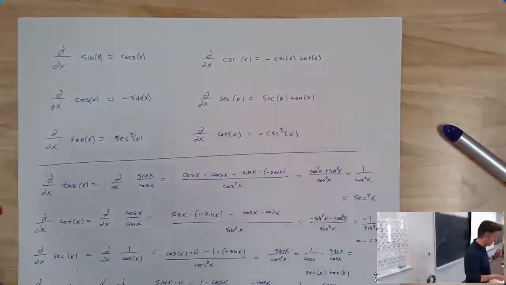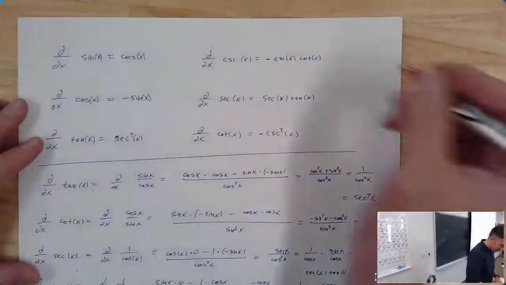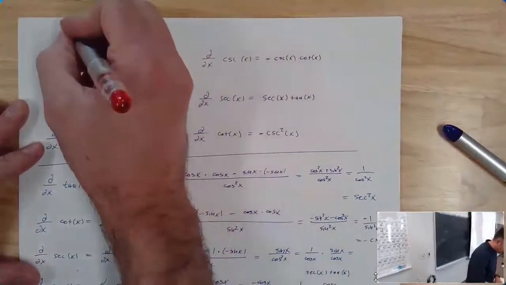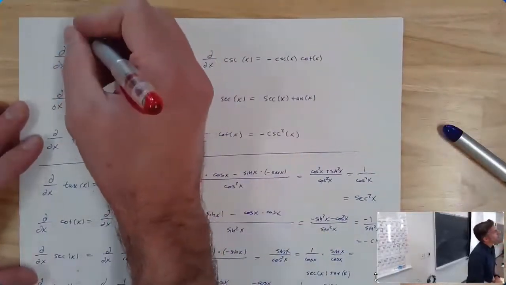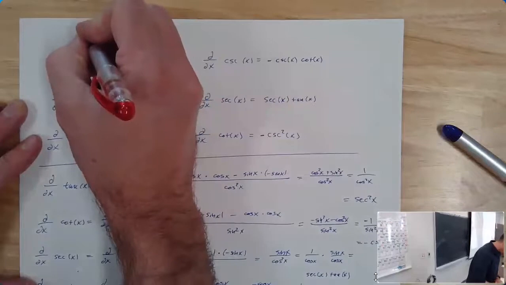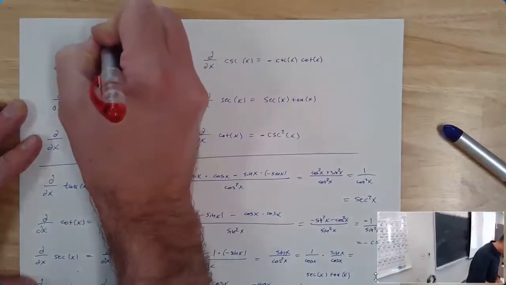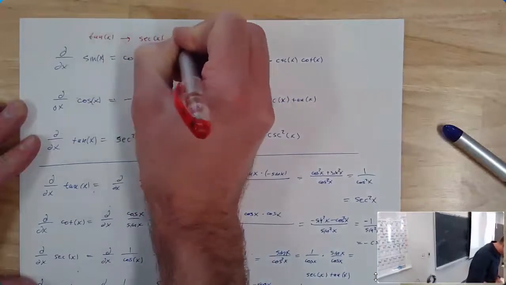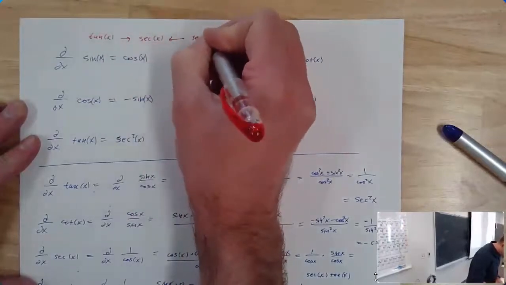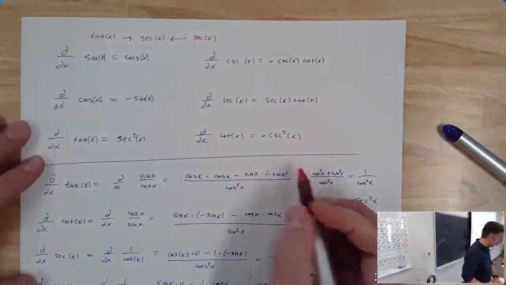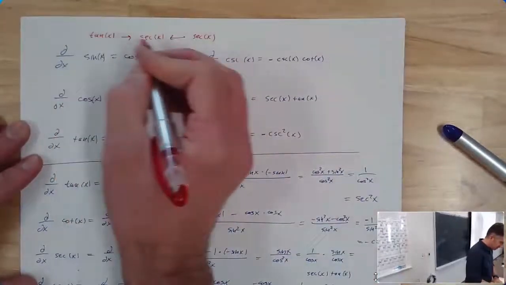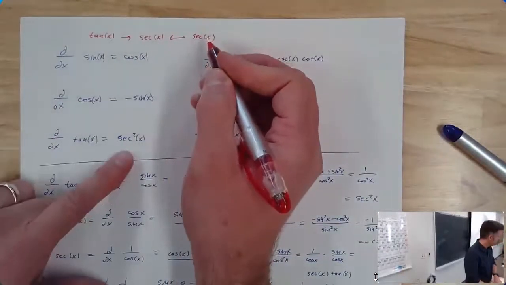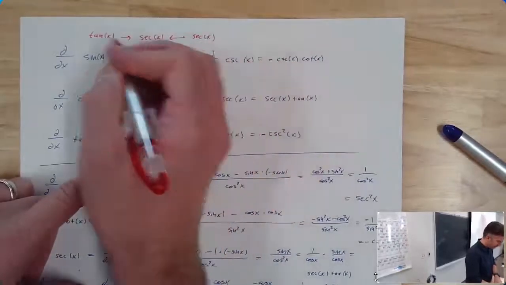I like this pattern I just talked about, but I had a student show me this one time, which I thought was kind of slick. They would always write this. They would write tangent of x, right arrow, secant of x, left over arrow, secant of x. So they would say, okay, the derivative of tangent is secant times secant. Checks out. Derivative of secant is secant times tangent.